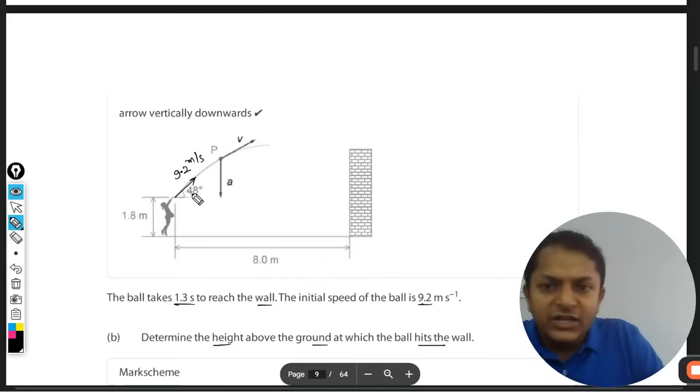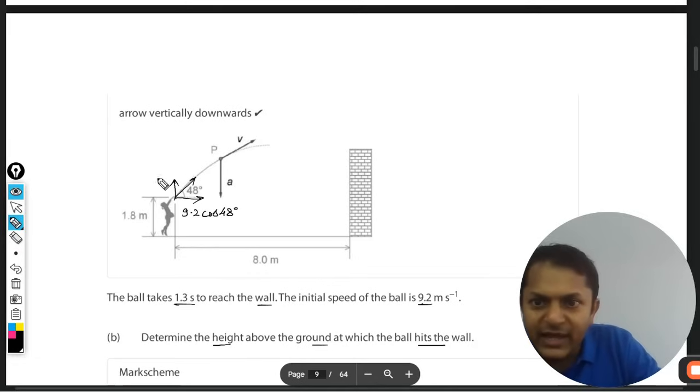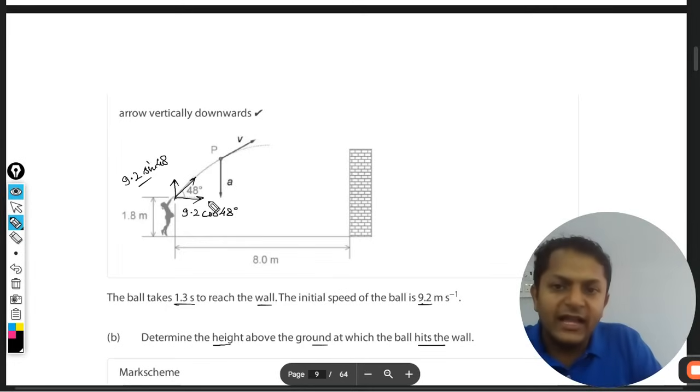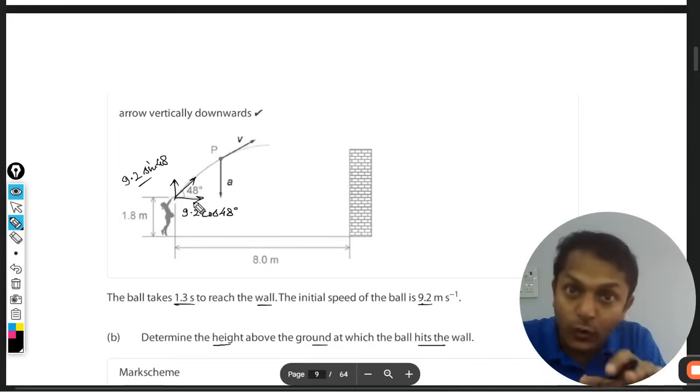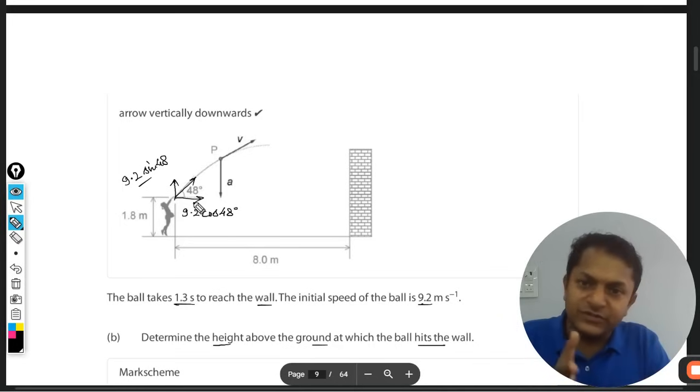Let's see. This body is thrown like this. We would be creating two components here. First of all, the velocity is 9.2. So this is 9.2 cos 48, and this is 9.2 sine 48. This is the velocity in the upward direction, and we are only concerned with the vertical motion, that is the upward direction only. Why? Because you just want to find the height, which is vertical.